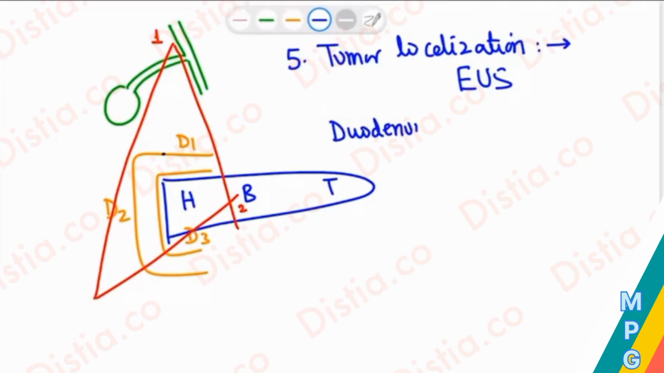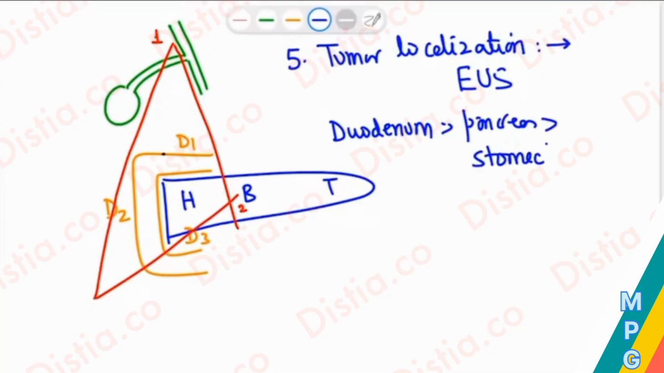Where would you locate the tumor? Most of the time it will be present in the duodenum. It can be the first or second part of the duodenum as well. The tumor can also be in the second part of the duodenum. Though obviously the first part of the duodenum is the common site, it can even be in the second part of the duodenum. After duodenum, this could be pancreas, this could be stomach.